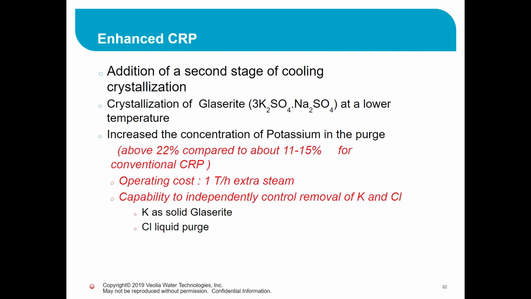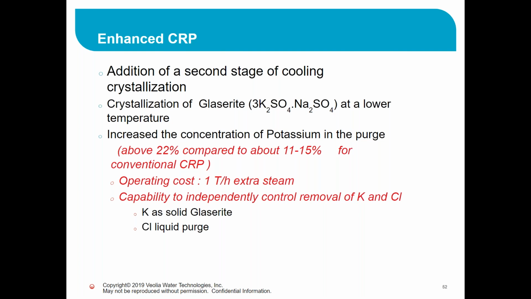So we make this glaserite, which is 3 potassium sulfates and 1 sodium sulfate. If we just do that on its own, we get about 22% potassium in the purge as a limit, as opposed to about 11 to 15%, which means that you cut your purge rate in half if you're limited on potassium. And you just need a little bit of steam, and it allows you to independently control your removal of potassium and chloride, because the potassium now comes out as a solid and the chloride comes out as a purge.